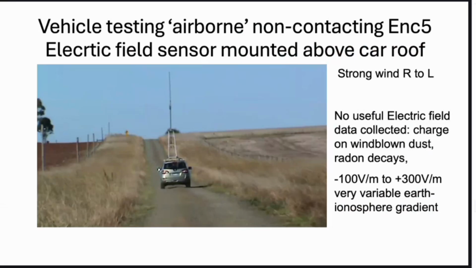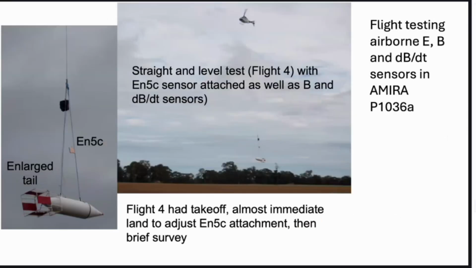But anyway, we wanted to test electric fields as well. So this was vehicle testing. That's a non-contacting electric field sensor. This pole is an attempt to short out the variable Earth ionosphere gradient, which is hundreds of volts per meter. The sensor didn't collect any useful data, mostly because there's tons of charge on dust. There's radiation, there's radon in the atmosphere decaying, spitting out alpha particles. The electric field sensor worked in a Faraday cage, but not in the air.